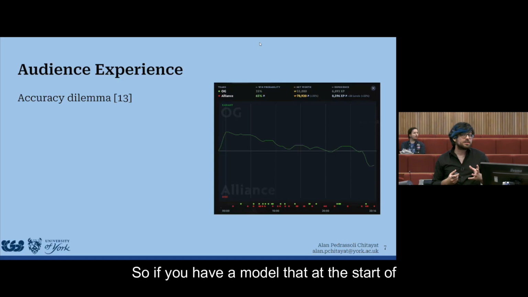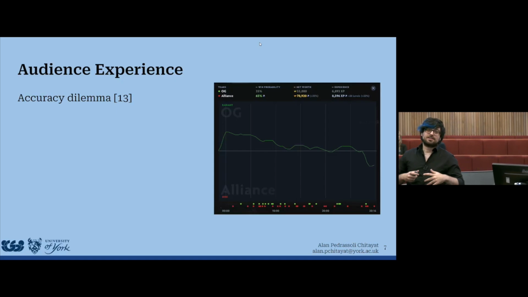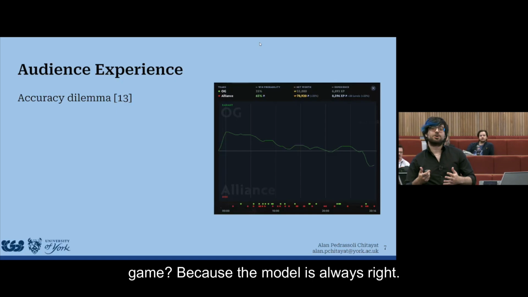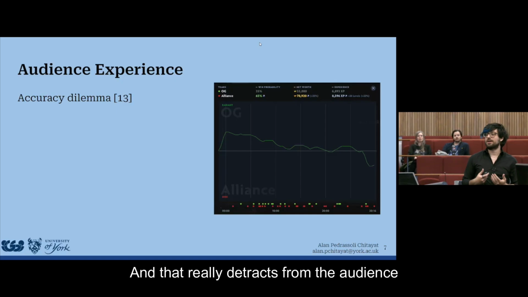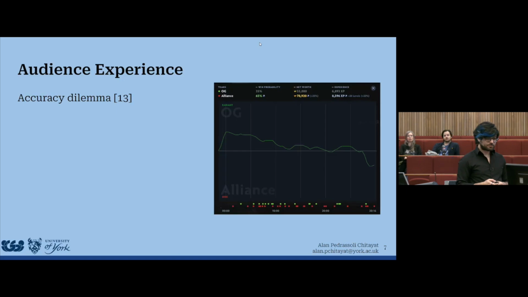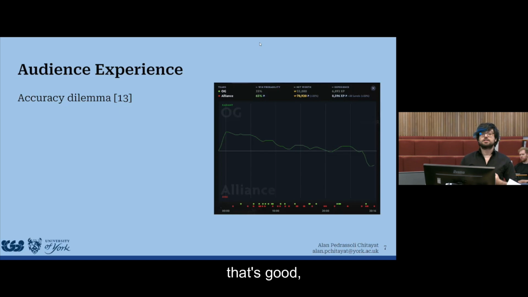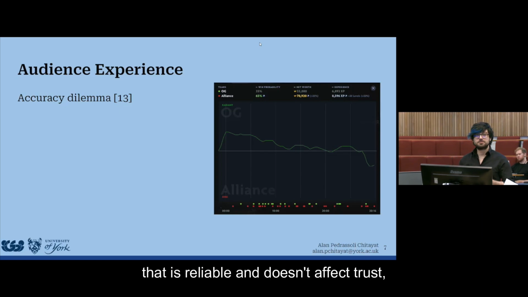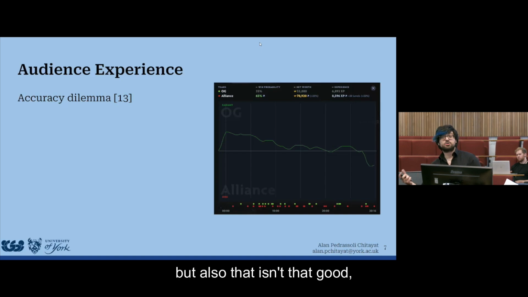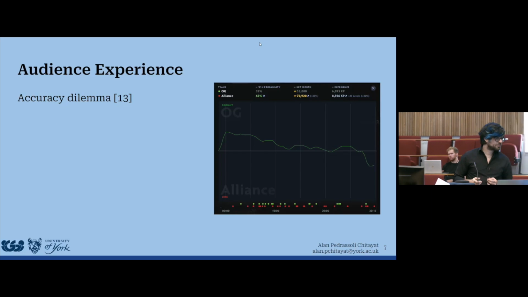So if you have a model that at the start of the game can always get exactly right who is going to win the game, then what's even the point of playing the game? Because the model is always right, we can just run it through the model and that can be the whole competition. And that really detracts from the audience experience. So that's the accuracy dilemma. You want to have a model that's good, that can predict things, that is reliable and doesn't affect trust, but also that isn't that good, that doesn't detract from the experience.